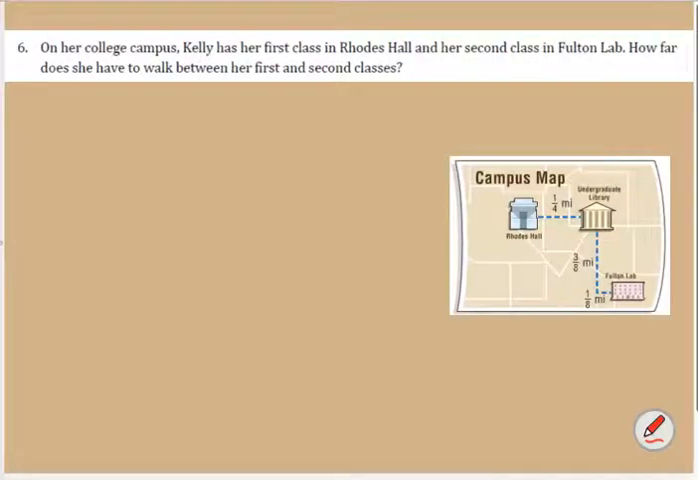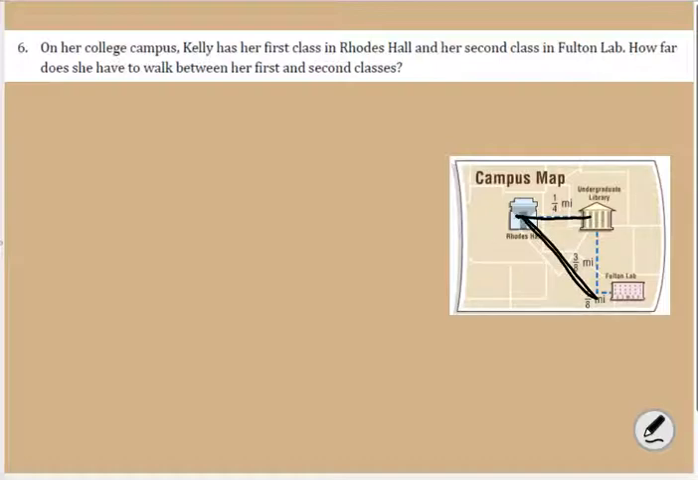So on our college campus, Kelly has her first class in Rhodes Hall and her second class is in Fulton Lab. How far does she have to walk between her first and second classes? So now we've got to deal with decimals. How far does she have to walk between her first and second classes? So first one here, then goes to the lab.